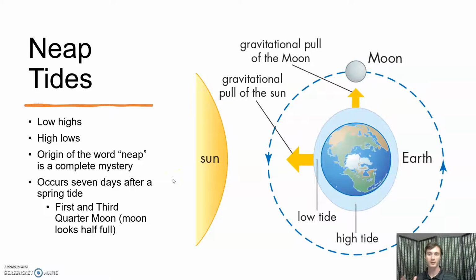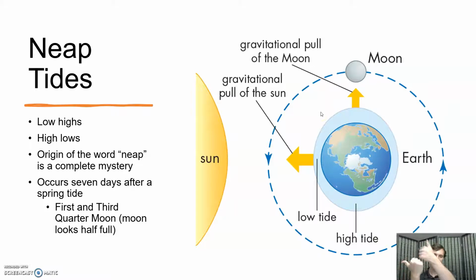This is going to occur whenever we have our first and third quarter of the moon. So the moon is going to look half full. Right? We're sitting here on Earth. We look at the moon. We have half of it with sunlight and half of it which is dark. And over here, it would be the same thing. The idea is that the sun and the moon are not pulling along the same axis.